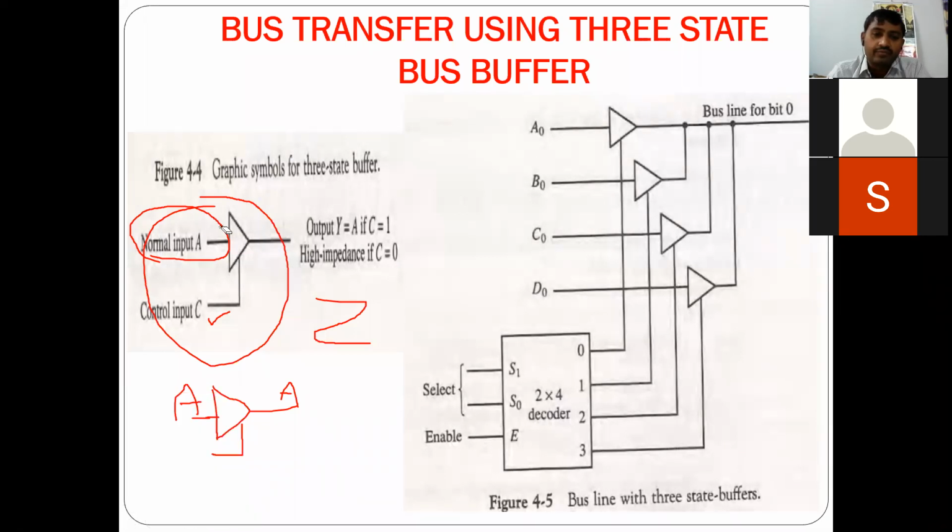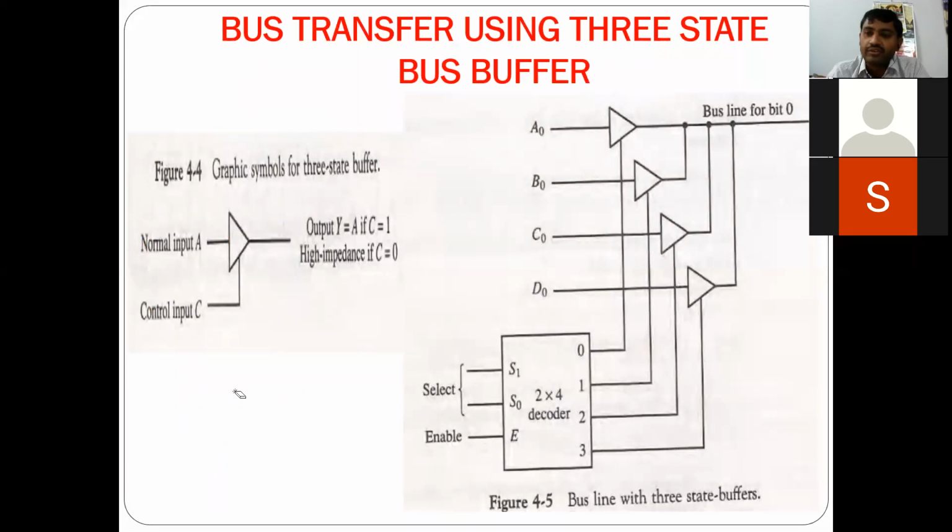Now with the help of this, we are going to build one circuit. See here, we have a 2 to 4 decoder. Here we have two select lines, S1 and S0. A 2 to 4 decoder is nothing but two inputs and 4 outputs. These two inputs I'm taking as selection lines, S1 and S0. If it is 0 0, then the 0th output will be activated. If it is 0 1, then the activated one is output 1.